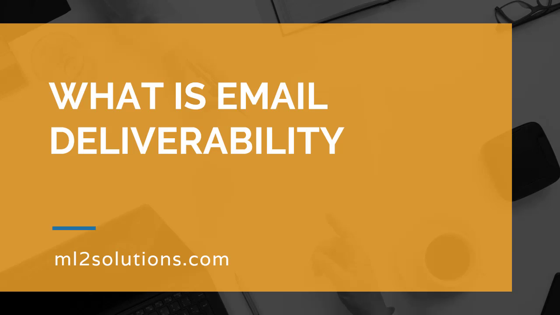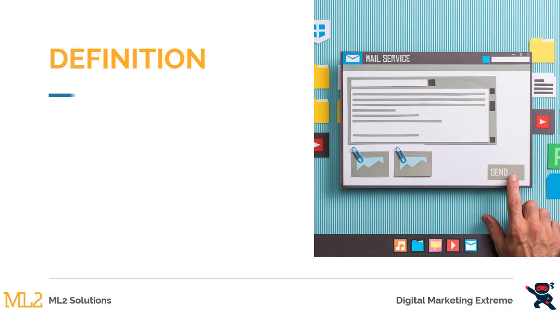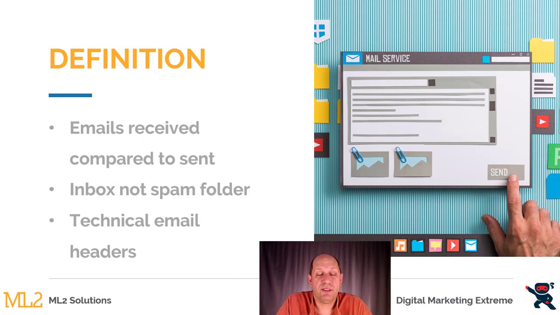So what is email deliverability? The definition of email deliverability is basically the number of emails that are received compared to what is sent. So in this case, you may be doing an email marketing project or something, and you're sending out a number of emails. The emails you sent may not all be received. And so email deliverability is the ratio of the two.